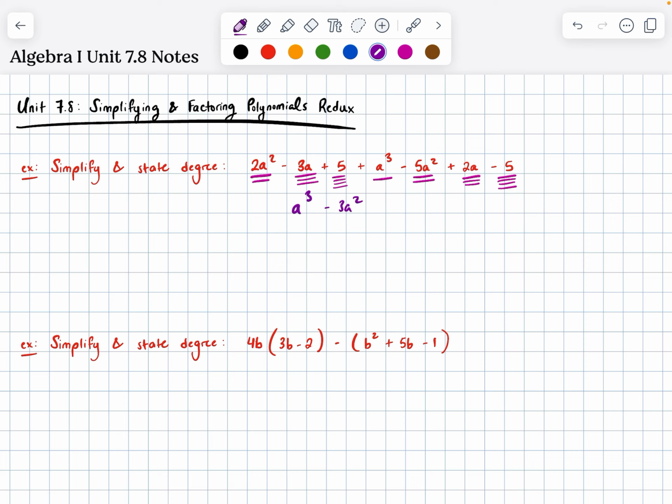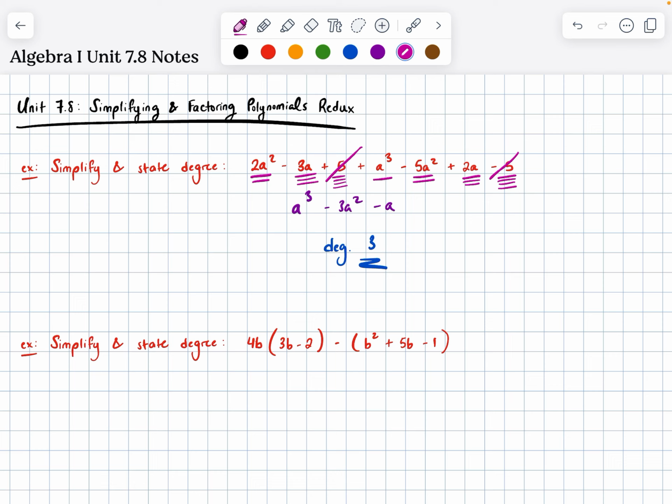I've got negative 3a and positive 2a. Put them together, that leaves me with negative a. And then you'll notice that positive 5 and negative 5, these guys cancel out. Here is my final answer. A cubed minus 3a squared minus a. I need to state its degree as well. Well, the degree of a polynomial is determined by the degree of its first term in standard form. The degree of a cubed is 3. So this guy is a cubic polynomial.